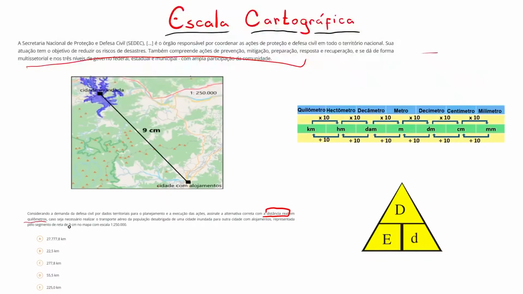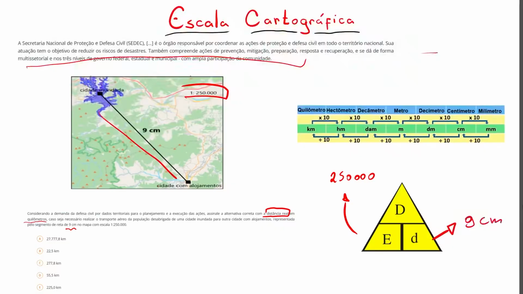In case it's necessary to transport the population by air, using a 9 centimeter line segment, let's see what he wants me to find. What information do I have? What are the quantities I have? Do I have the scale? Yes, I do. Look here at the scale, 1 to 250,000. And what else do I have here? I have the distance on the map, the straight line, in centimeters. In other words, I have the d, which is 9 centimeters, right? So what I need to find is D. What is D? I don't know. That's what I need to find.